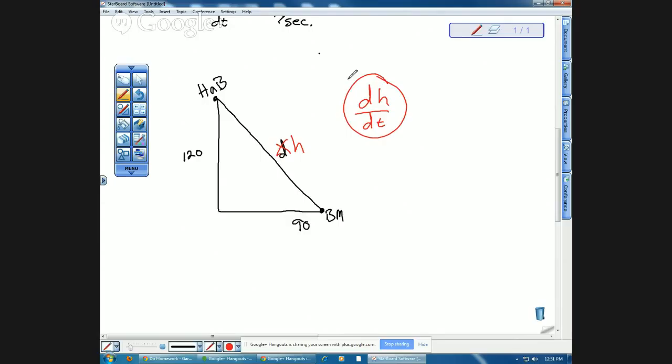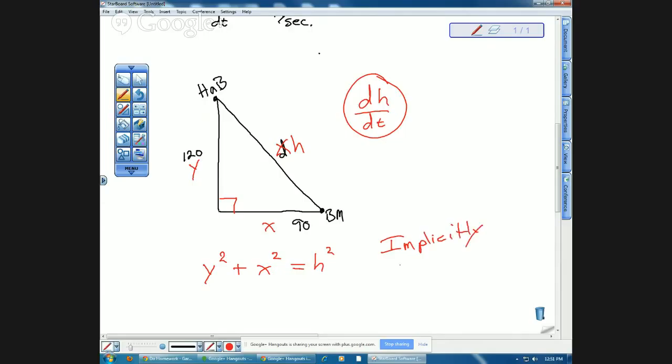Let's put in some variables here. The 120 represents my y. The 90 represents my x. This is a right triangle. So how are x, y, and h related here? Yeah, Pythagorean theorem. Pythagorean theorem tells me that y squared plus x squared equals h squared. So your job right here, because we need to find dH dt, the only way I can do that is by implicitly differentiating. So if you guys could do that for me and tell me what you get.